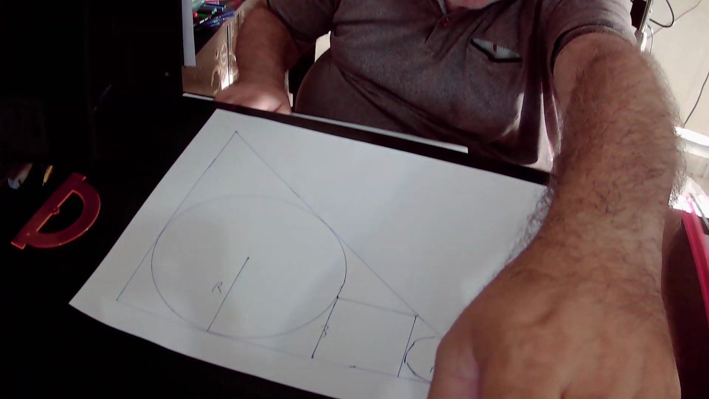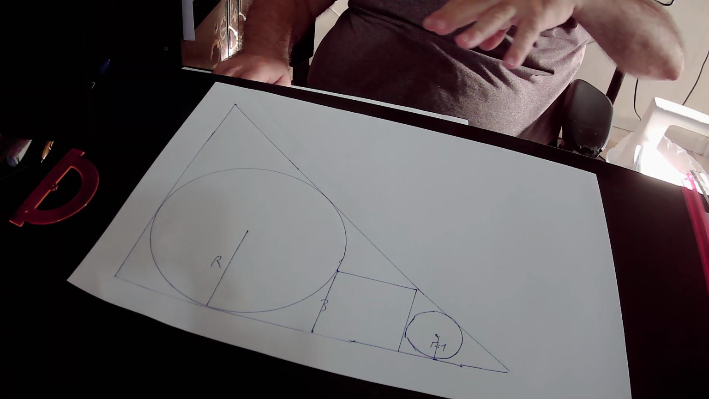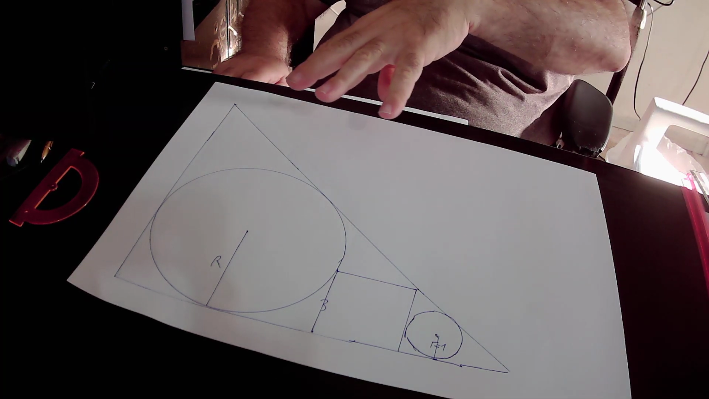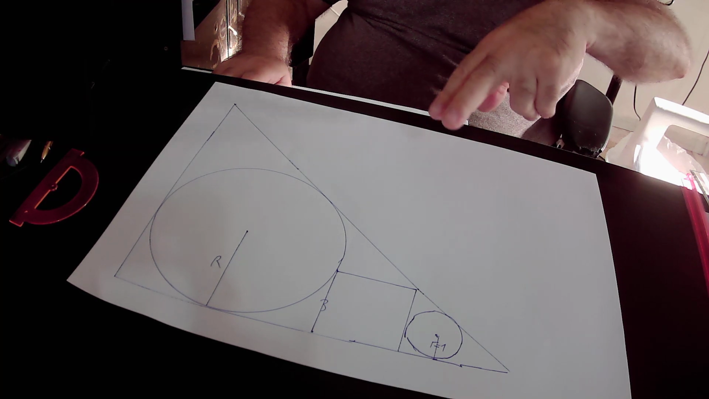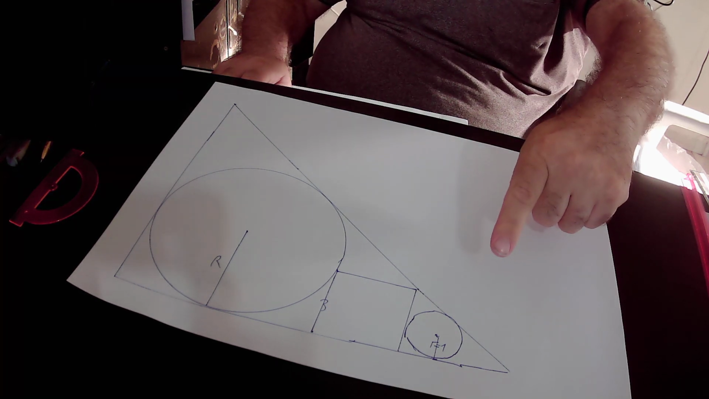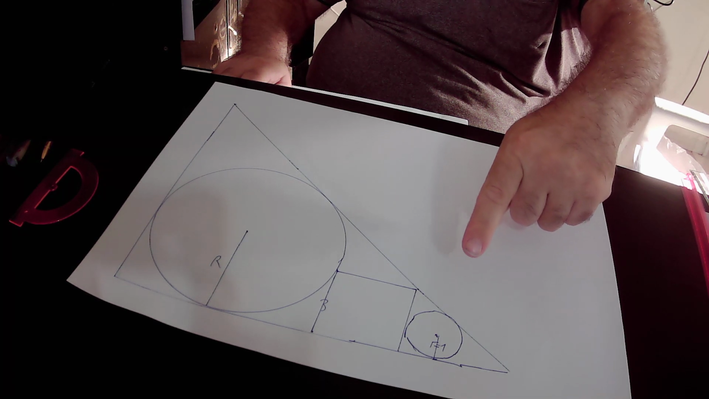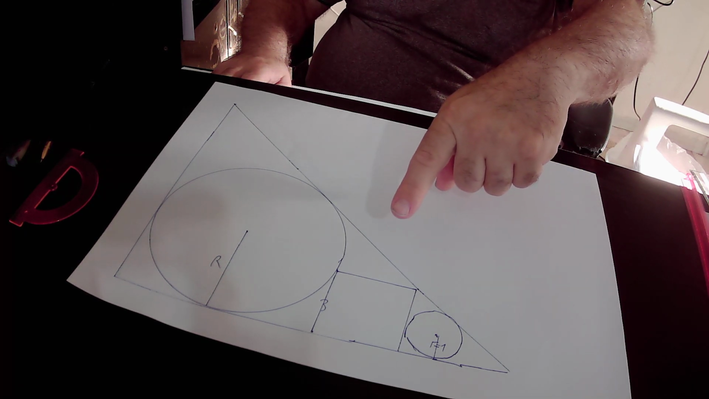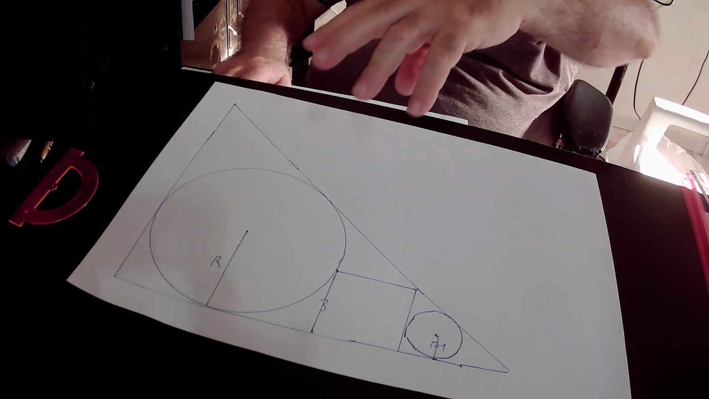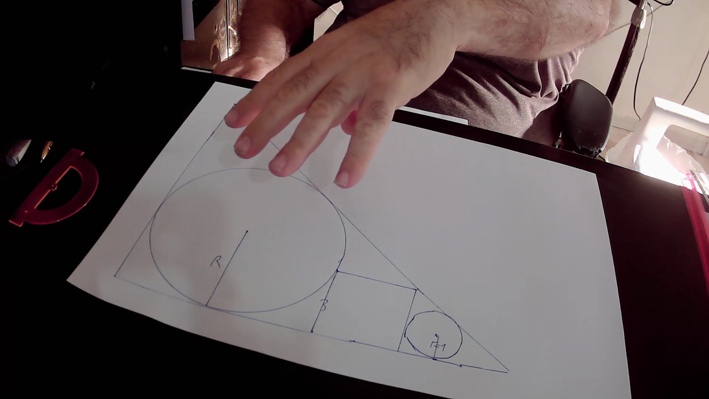And now in this lecture we find out the radius of the big circle. In the drawing we have a big triangle. Inside the big triangle we have two circles and one square. The radius of the small circle is equal to 1 unit. The side length of the square is equal to 3 units. And our mission is to find out the radius of this big circle.